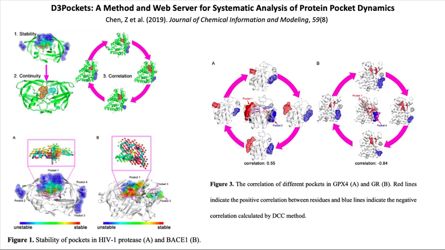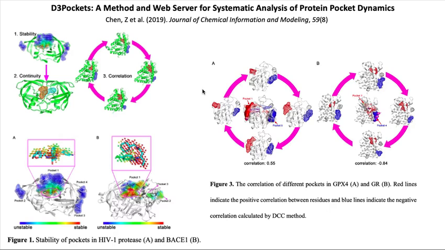The authors begin by mentioning that plenty of software exists that is able to find potential binding sites on a rigid protein body. Software also exists that analyzes individual dynamic properties of pockets, but none, to their knowledge, exists that explores pocket stability, continuity, and correlation together. So that's what they aim to set the server up to do.